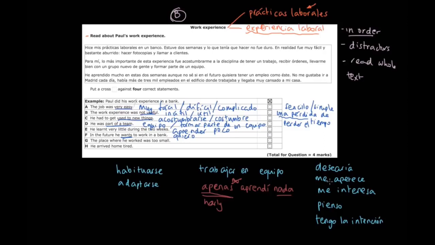The place where he worked was too small, so, you know, for this we would have pequeño or demasiado pequeño. But also remind yourselves of words like tamaño, size, or dimensions, okay, another word of talking about size. And he arrived home tired. So for tired, we've got cansado, and that's pretty much all we can probably say about tired.